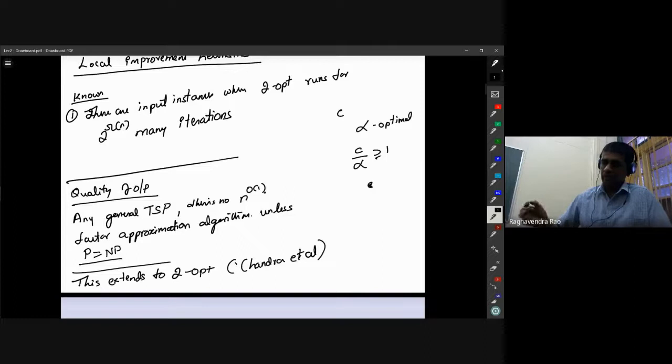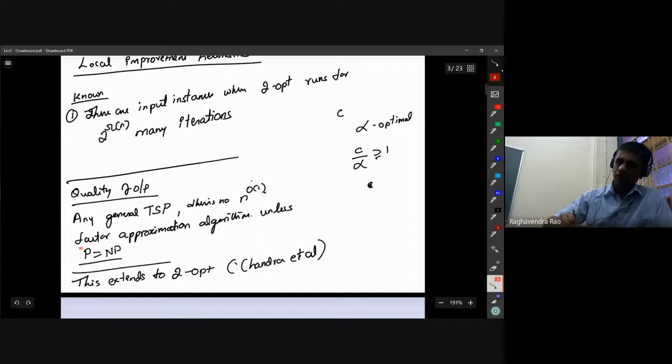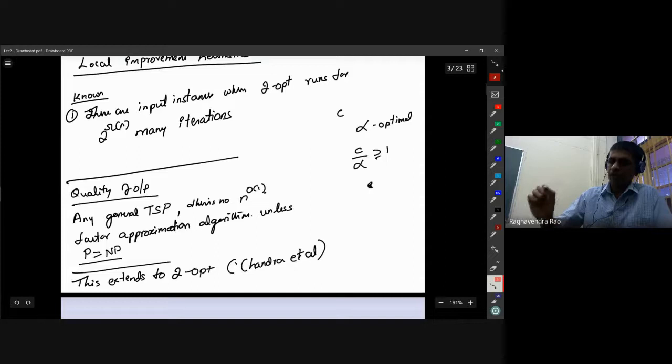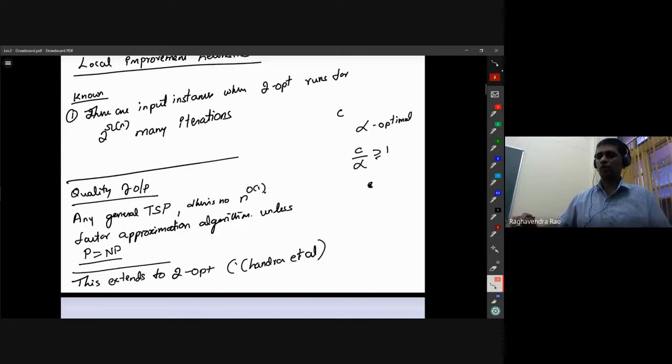Here, when I say no n to the order 1 factor approximation algorithm, I meant polynomial time. But the good thing is, 2-opt is not a polynomial time algorithm. So hence, there could be a hope that maybe we can have a better approximation. But this was ruled out by Chandra et al., where again they constructed an infinite sequence of graphs where if you do a polynomial factor approximation, say n to the 3 or n to the 5 or n to the 100 factor approximation, then they can answer the P equal to NP question. In fact, they can show that P is equal to NP. So under this assumption, this algorithm is pathetic.